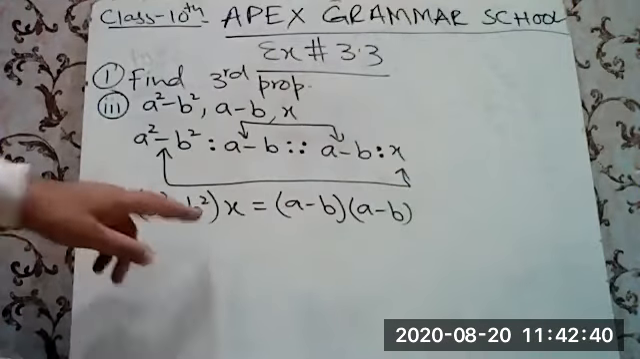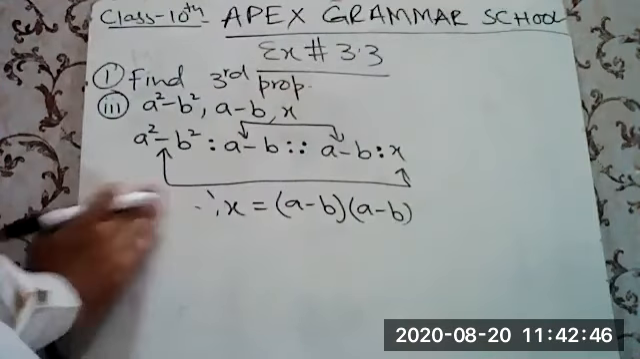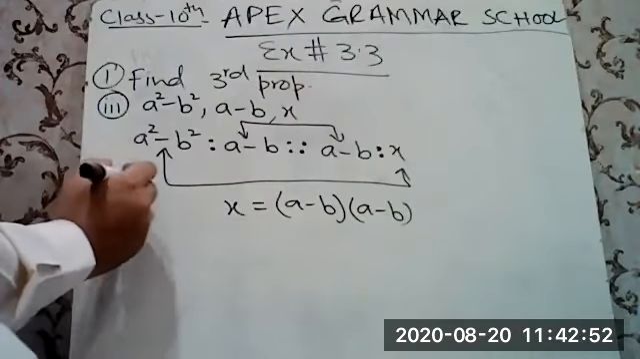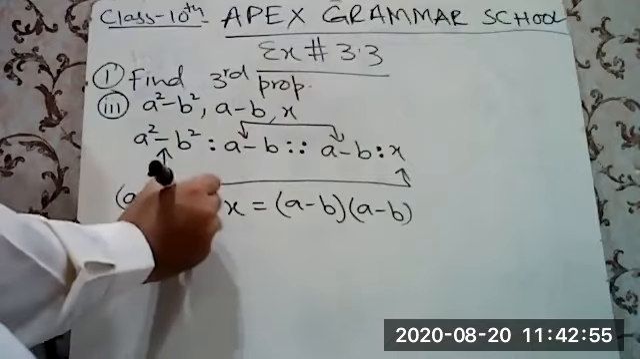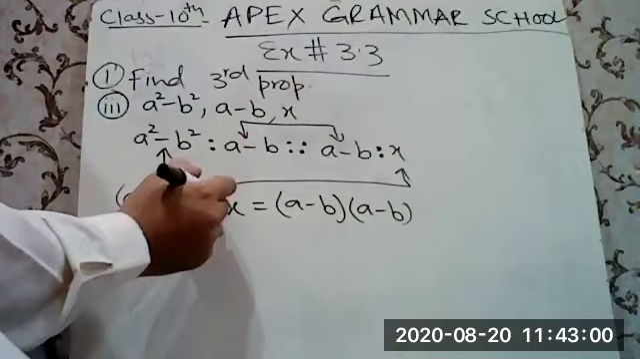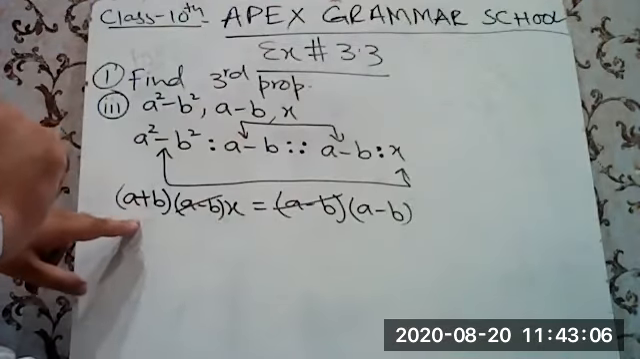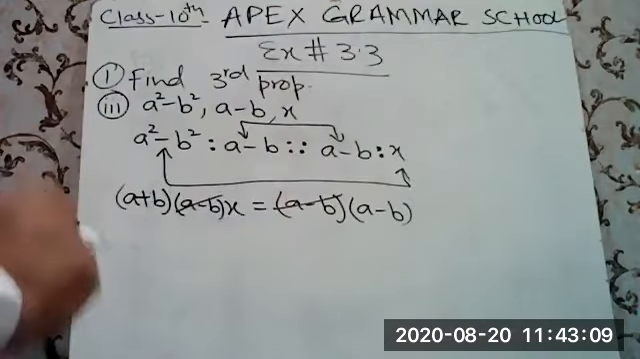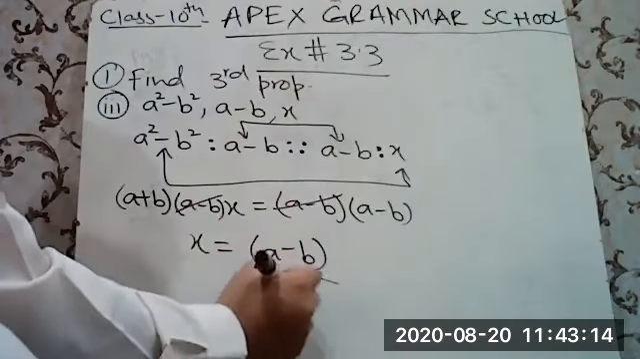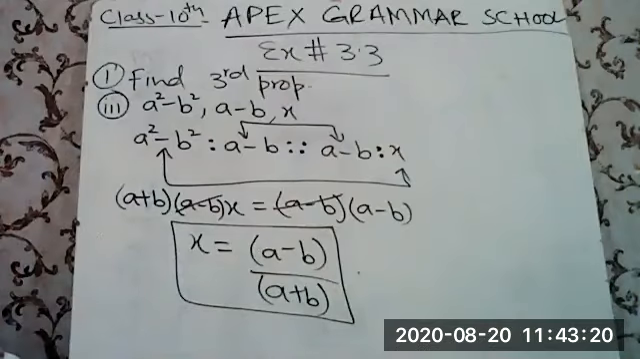In a square minus b square, this is also the formula. Instead of writing a square minus b square, we can open it: a square minus b square is equal to a plus b into a minus b. So this a minus b will cancel this a minus b, and now you are left with only a plus b. So this a plus b will be divided on the other side. So the value of x is equal to a minus b divided by a plus b. That's it.